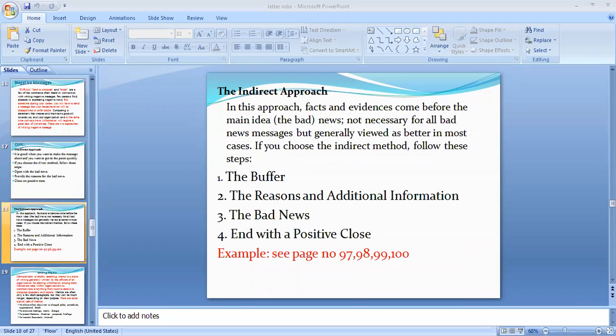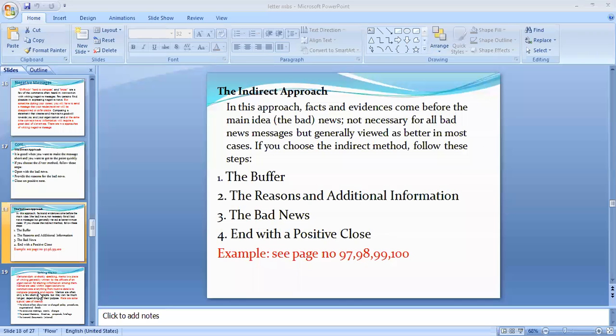You have to clarify the reason so that the receiver who receives the message will read that, and will receive the negative message positively. And bad news ends with a positive close, meaning while ending the letter, the email, whatever the message is, you have to create a positive tone. For example, you'll get that on page numbers 97, 98, 99, and 100. You can go through these pages and you will get that.